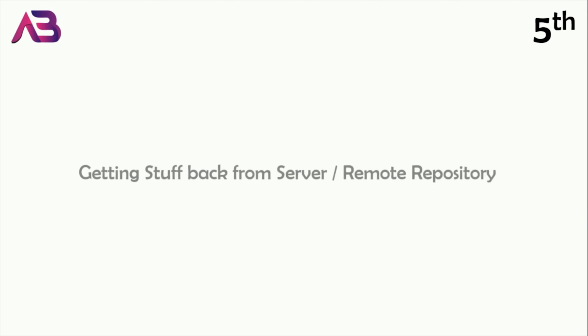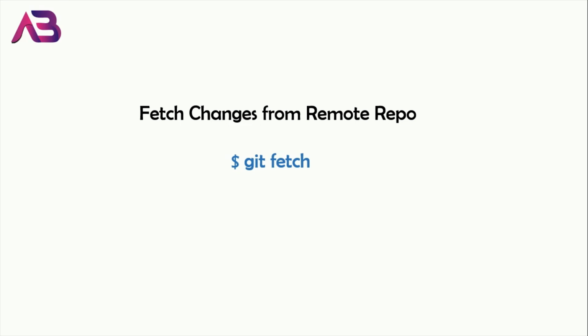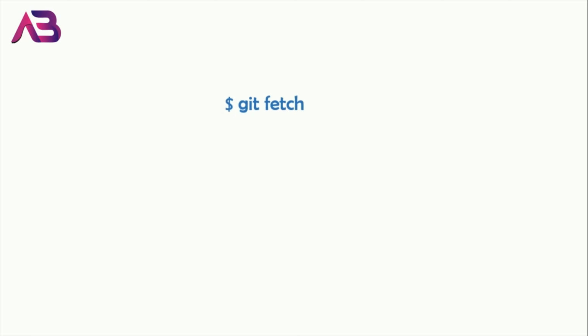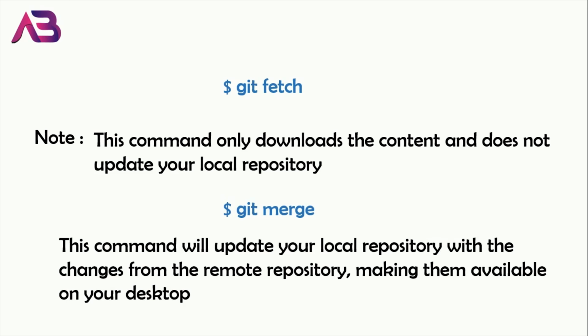So the last but not the least thing in Git you should know is how to get stuff back from remote repository. These are some simple steps to follow. So first, you need to fetch changes from remote repository. For that, you can use git fetch command. With this command, you can download all the stuff that is present inside your remote repository. By this command, you can download the content, but the content will not get updated to local repository. To get the updates to your local repository, you need to use git merge command. And by this command, all the updates will be there in your local repository, that is on your desktop.